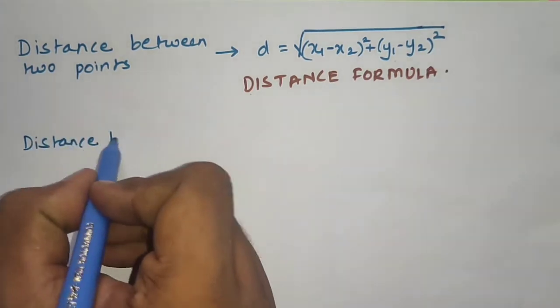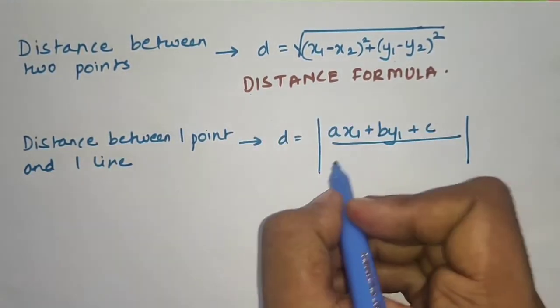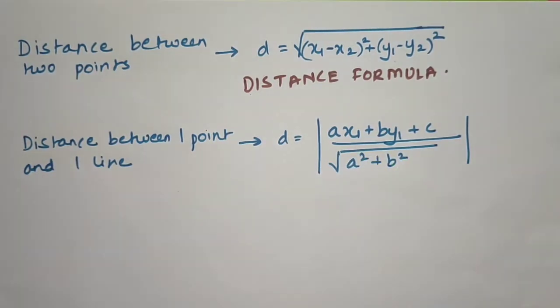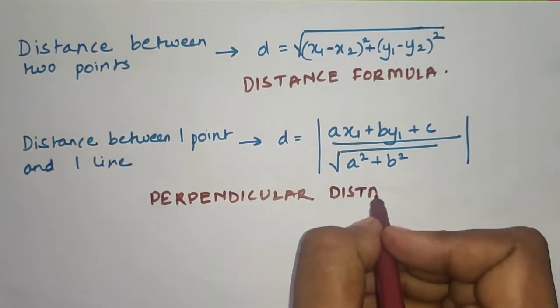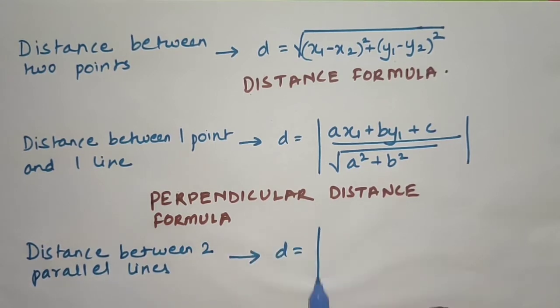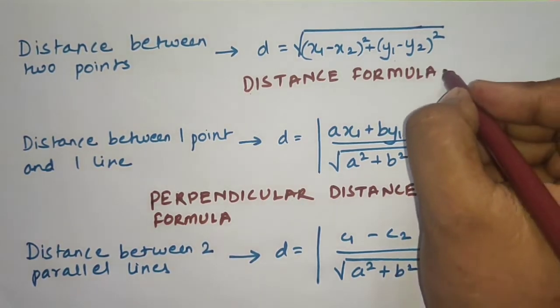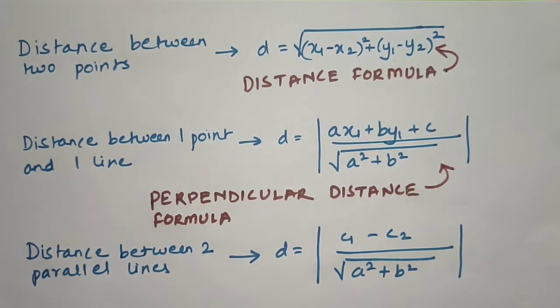The second is the distance between one point and one line. We use the formula d equal to mod of (ax1 plus by1 plus c) upon root of a square plus b square. This formula is known as the perpendicular distance formula. Then we have distance between two parallel lines, whose formula is given by d equal to mod of (c1 minus c2) upon root of a square plus b square. I hope you will remember this in time to come.